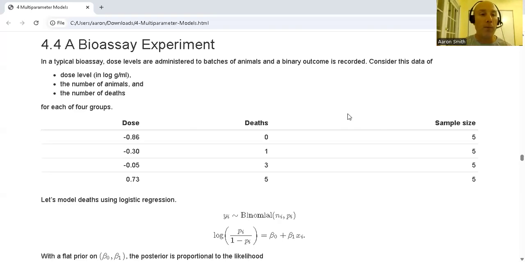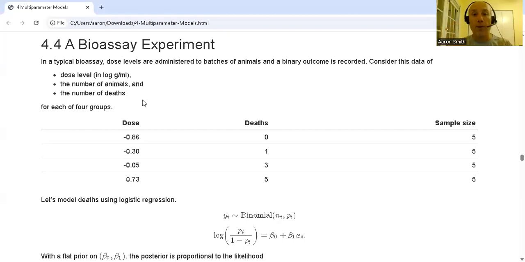In our data, we have the dose level, which is in logs. It's the log of grams per milliliter, the number of animals, so the number of trials from a binomial point of view, and the number of deaths. What we want to do is use the data that we have to make an assessment. Now, there's a problem with this. The optics, the ethics, the time consuming aspect, and the money make it so that we don't have a lot of data.